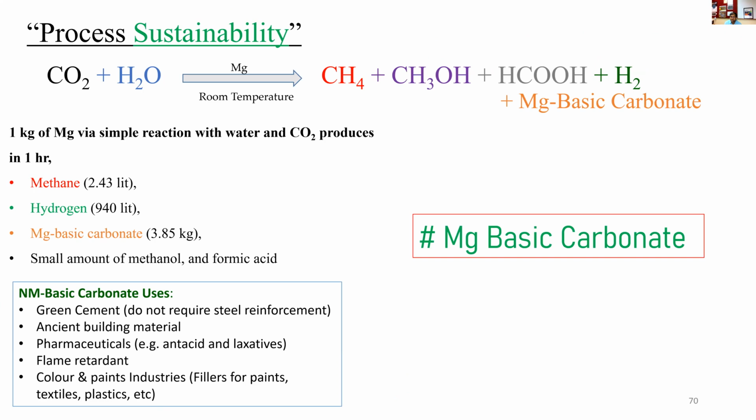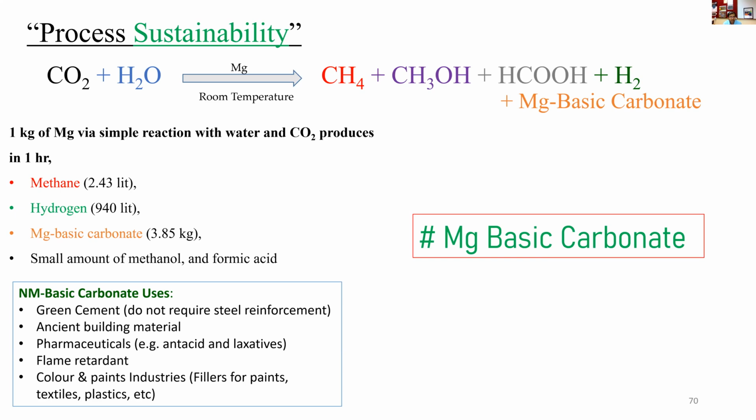Now, whether the process is sustainable, what is the catch? So, if we calculate the sustainability, 1 kg of magnesium produces 2.43 liters of methane, 940 liters of hydrogen, and 3.85 kg of magnesium basic carbonate. And that is the drawback. This magnesium is so reactive that once this reaction is completed, magnesium reacts with water and CO2 and produces magnesium basic carbonate. And then this becomes non-catalytic at the end of the reaction. So you're losing the magnesium in the form of magnesium basic carbonate. And that is the challenge of this process.